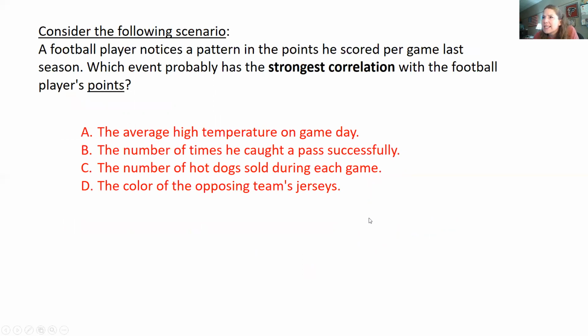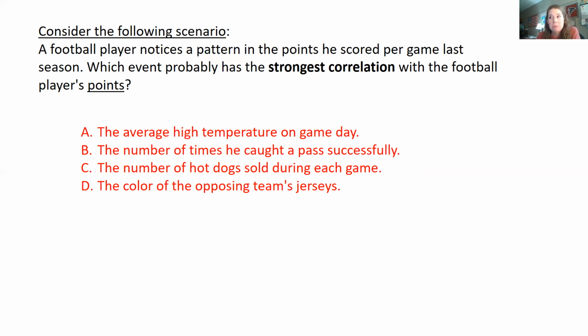Okay, what about this? It says, consider the following scenario. A football player notices a pattern in the points he scored per game last season. Which event probably has the strongest correlation with the football player's points? Now, you got to think about what it's asking you to find a correlation between. So how does a football player earn points? Well, he either is the kicker, right? Or what's the only other way? He scores touchdowns, right?